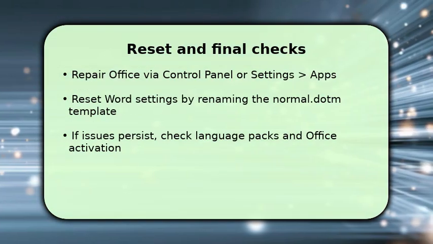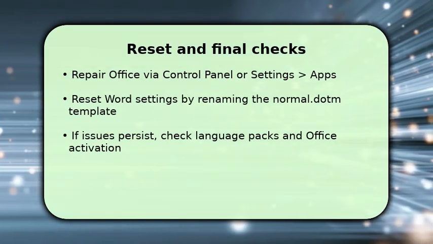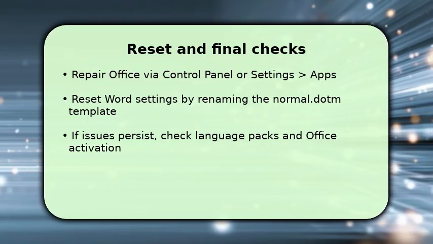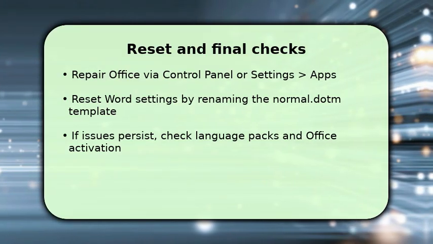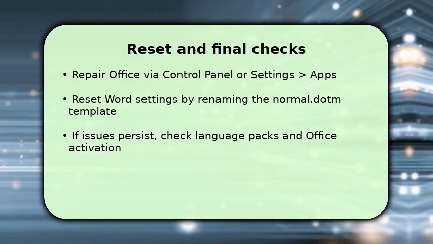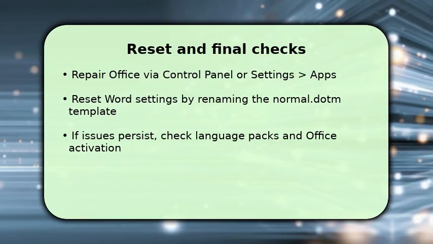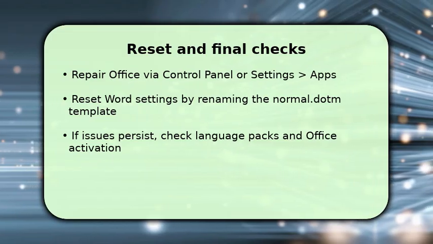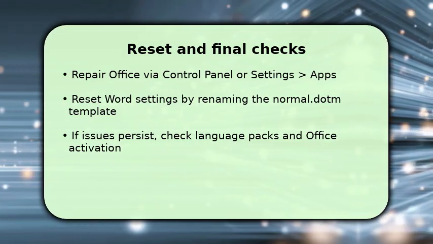To finish, perform final corrective actions. Repair Office from Programs or Settings to fix missing components and rename Normal.dotm to reset user settings. Word recreates defaults. Once done, reopen the document, re-enable proofing, and run a full Editor sweep.